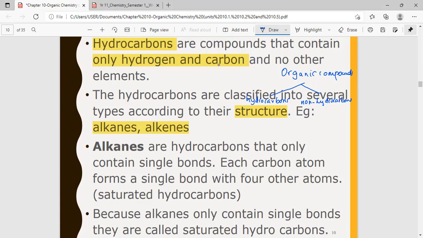Okay, all compounds can't be only carbon and hydrogen. So under hydrocarbons, you have alkanes, alkenes. Now, non-hydrocarbons you will learn later. So examples can be alcohols. All right, so this is more or less the organization, how the classification is.